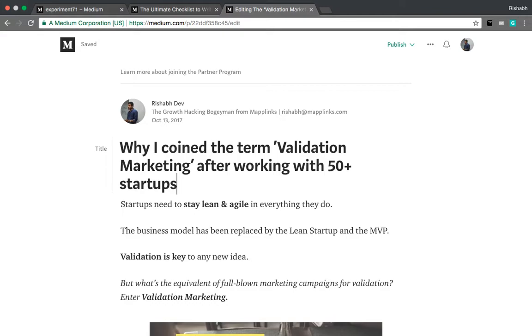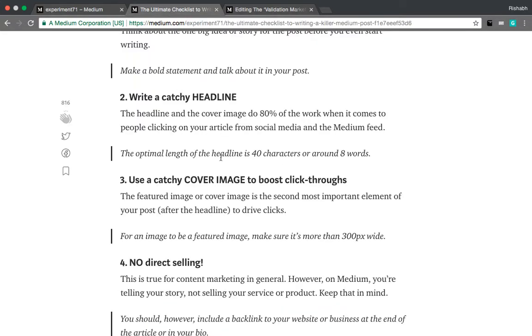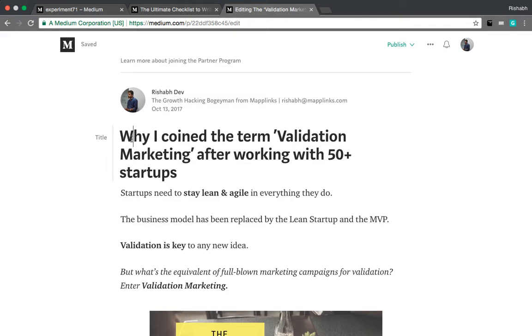It still includes the term validation marketing, but it says, hey, I worked with these startups, which is why I coined this term. And if you're a startup, it also talks to the target audience directly and says, if you're a startup, you probably need to read this article. So it conveys 2 or 3 things. I think it's fairly okay. It says the optimal length of the headline is 40 characters, or around 8 words. So when you're writing the headline, you have to make sure it's not too long. I think in this case, it seems a little bit long. Why I coined the term validation marketing after working with 50 startups is around 12 words. So we might try to reduce it a bit, but I think this conveys a story in itself. So I'm going to keep it that way for now.